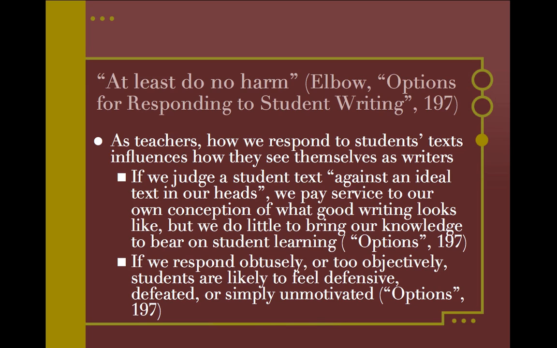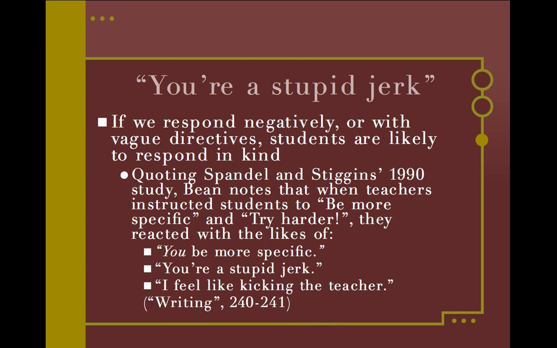If we respond obtusely or too objectively, students are likely to feel defensive, defeated, or simply unmotivated. If we respond negatively or with vague directives, students are likely to respond in kind. For example, when students were told to be more specific and try harder in this particular study, they reacted with the likes of, "You be more specific, you're a stupid jerk, and I feel like kicking the teacher."